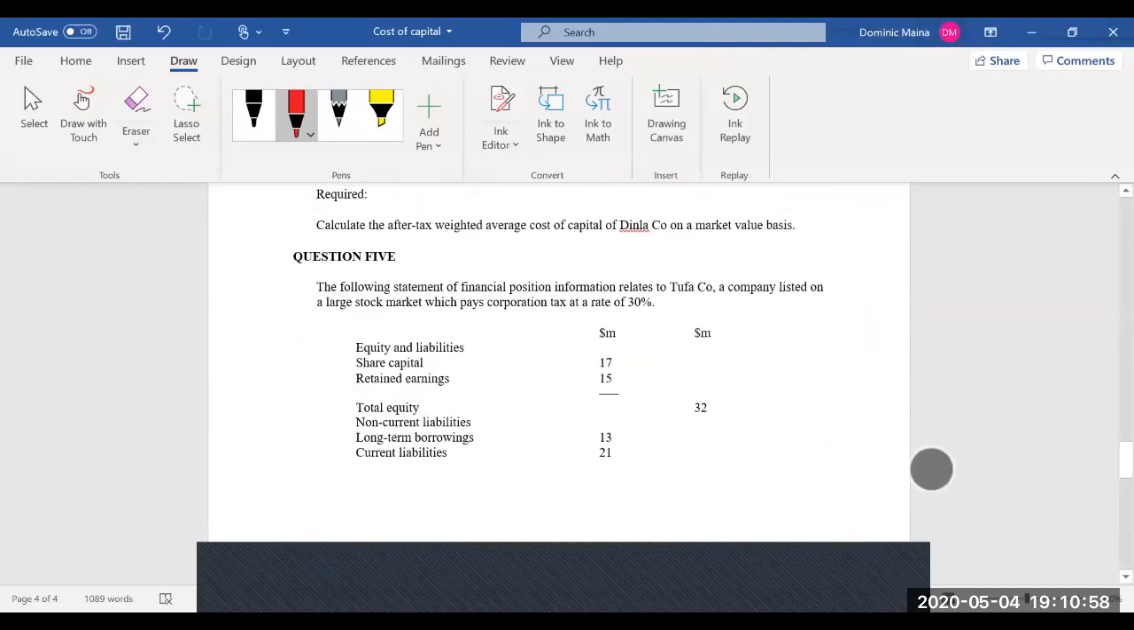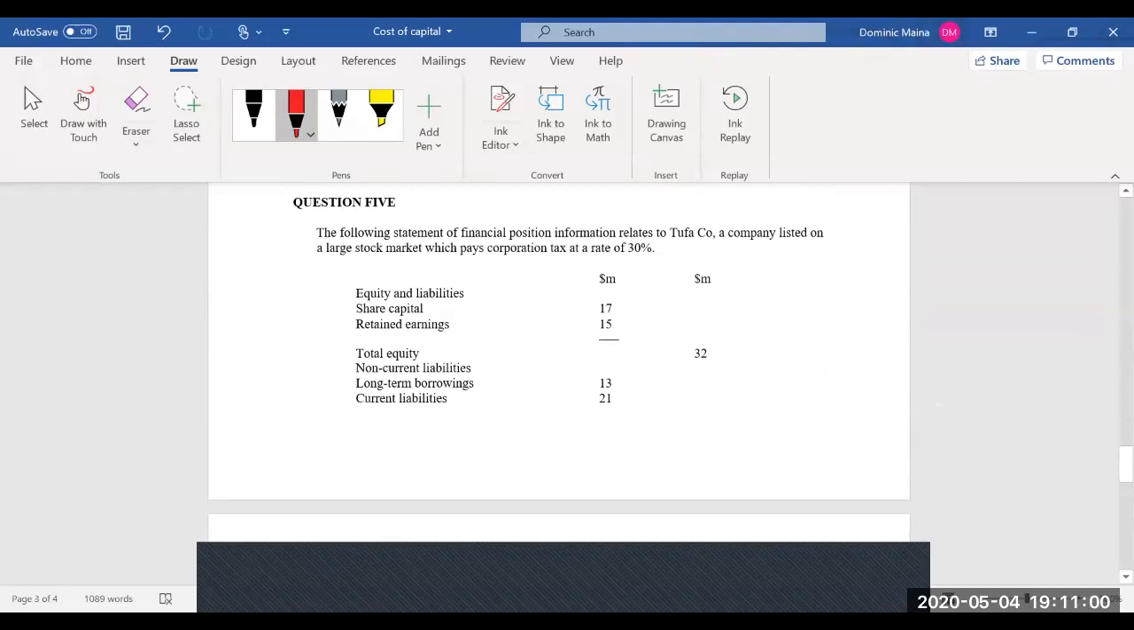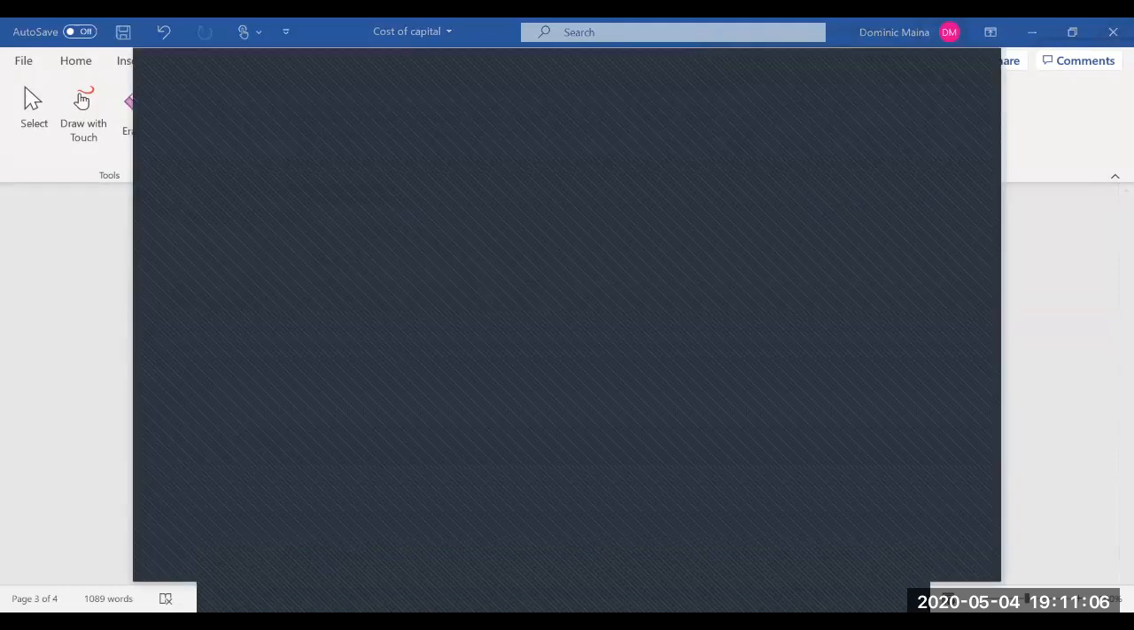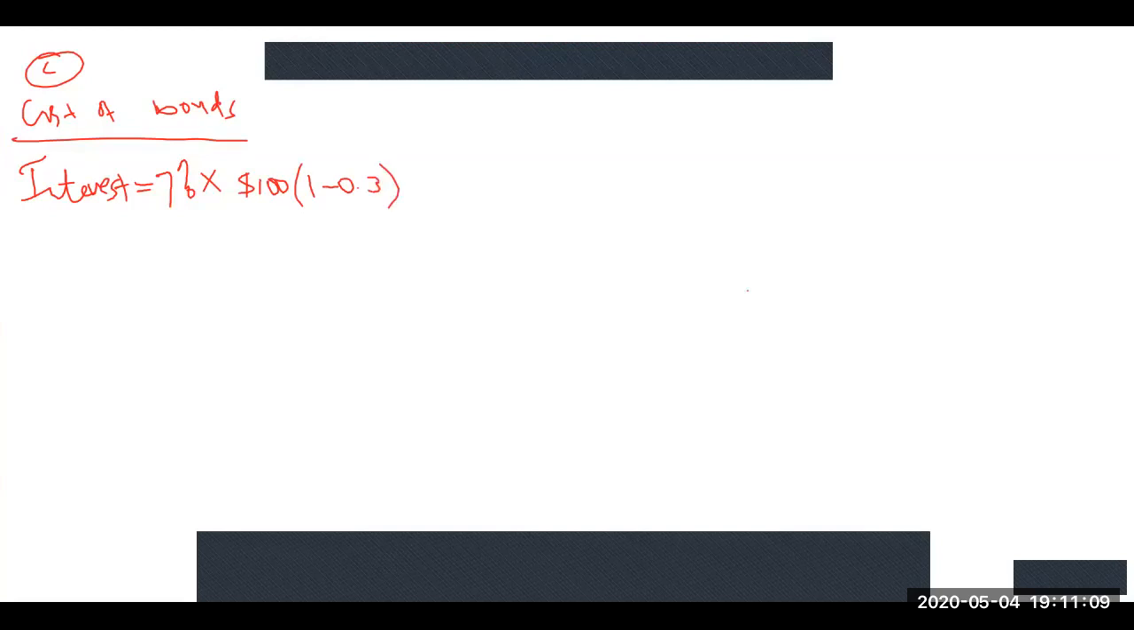At the question, they said calculate after tax. Yes, there is a 30% tax rate here. Yes, thank you, Kami. So going back, times 1 minus 0.3, which you got 4.9. So you get the interest to be equal to 4.9. Thank you. What next?